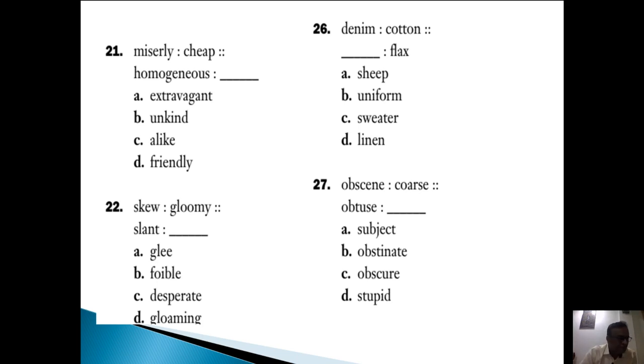Next, question number 22. I'll go fast. You should get this. Skew equal to gloomy, then slant equal to what? To skew is a synonym of to slant, and to be gloomy is a synonym for desperate. So the answer would be option number C.